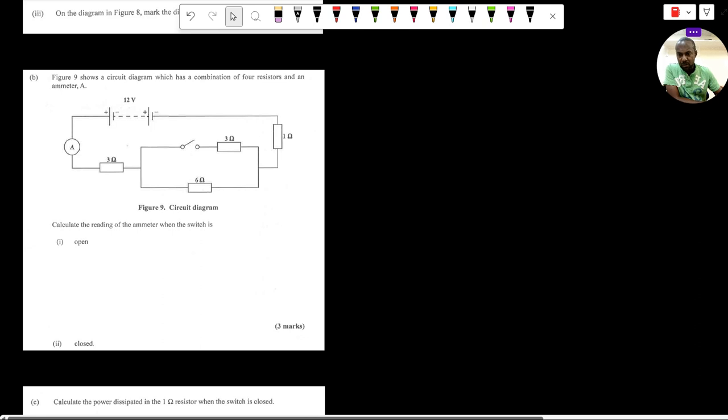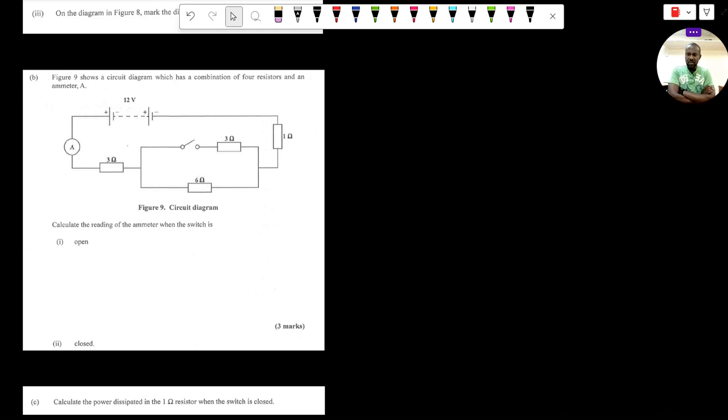Now let's move on to part B of the question. Now, part B shows a circuit. It says figure 9 shows a circuit diagram which has a combination of 4 resistors and an ammeter A, right? It says calculate the reading of the ammeter when the switch is open, right? So let's check what is happening here.